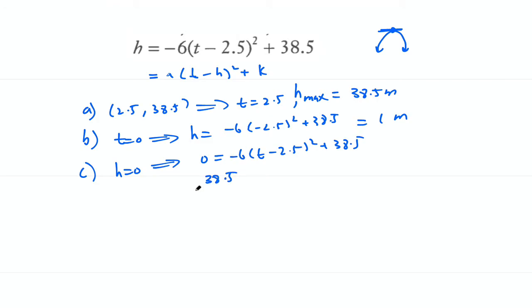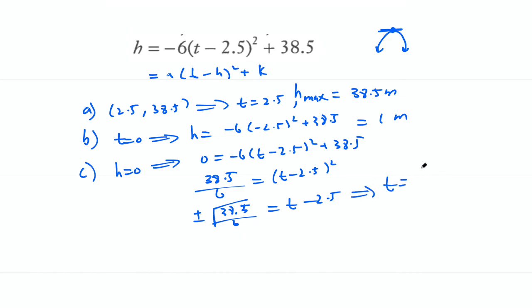Then I can get 38.5 over 6. Moving this over, I get a negative, but this negative will cancel out. Here, I just need to square root both sides. What I end up getting is t − 2.5, but this is plus or minus. So our time will be 2.5 plus or minus the square root of 38.5 over 6, and that'll give us two values.